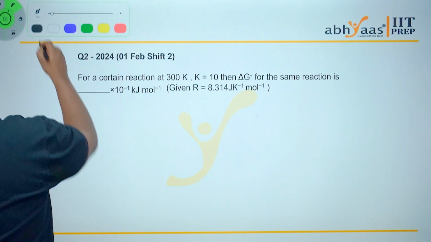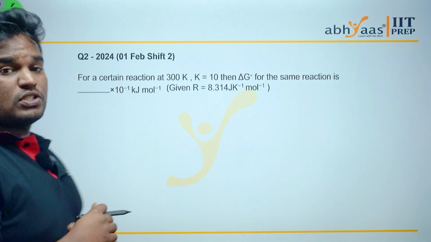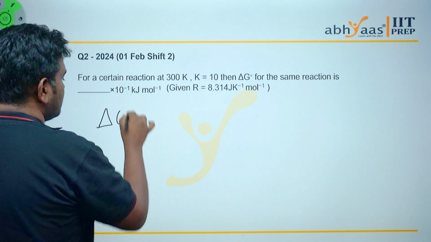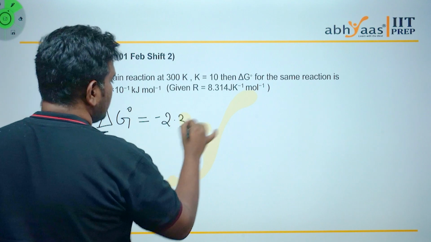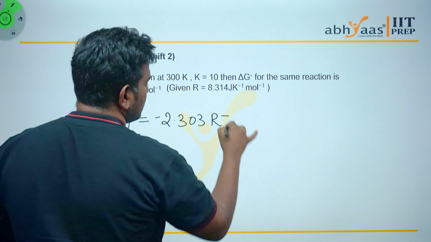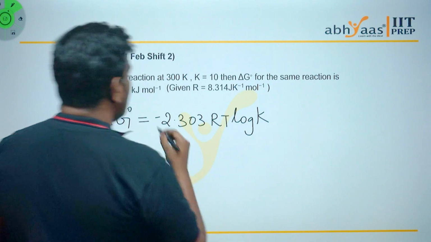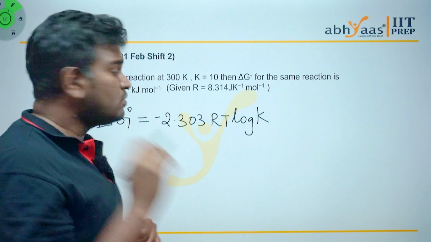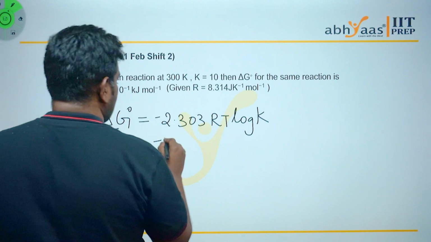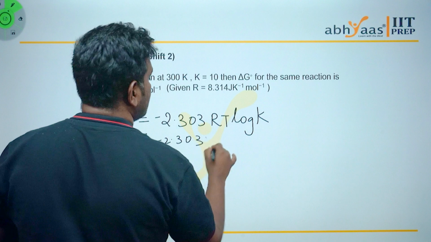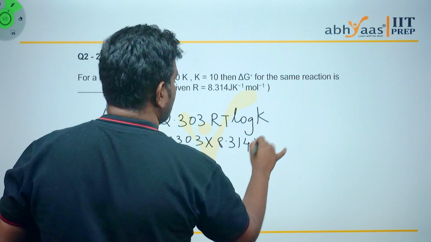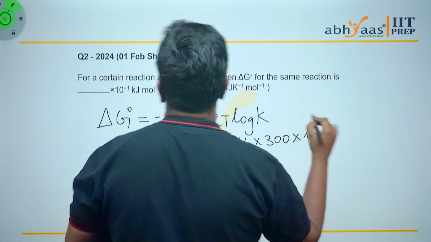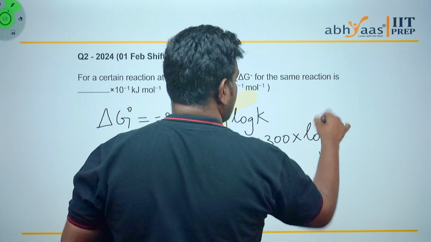In this question, we have to find out the value of delta G naught. What is that? Gibbs free energy. So we know that delta G naught is equal to minus 2.303 RT log K. Now we have the values of R, T and K given in the question. So we can substitute those values. What is R? 8.314. What is T? It is 300. And the K value is 10, and we know that log 10 is 1.